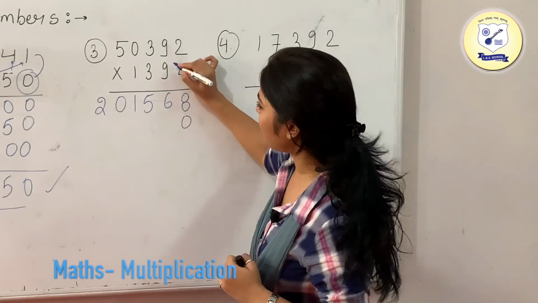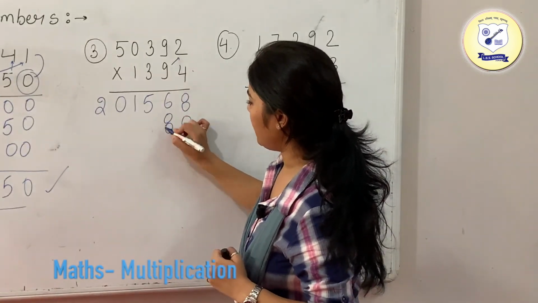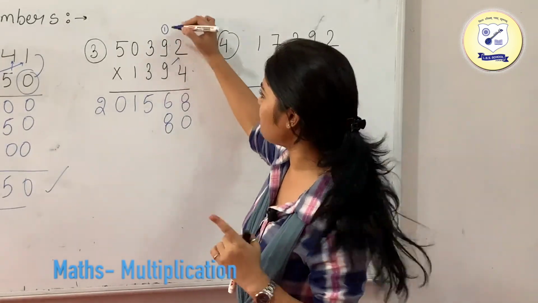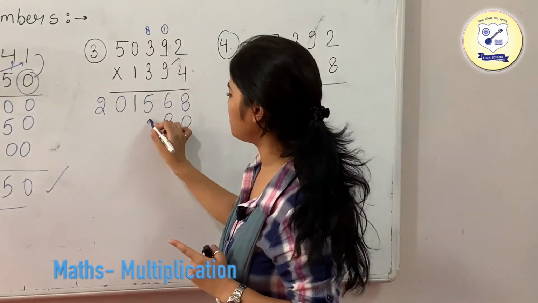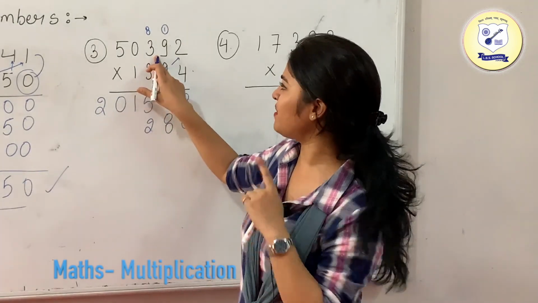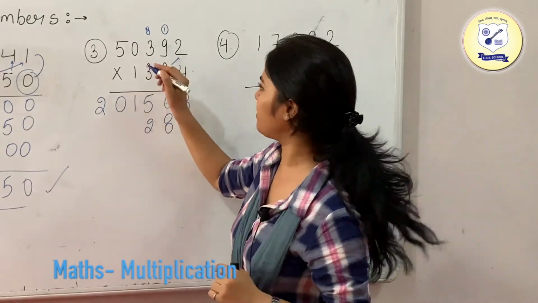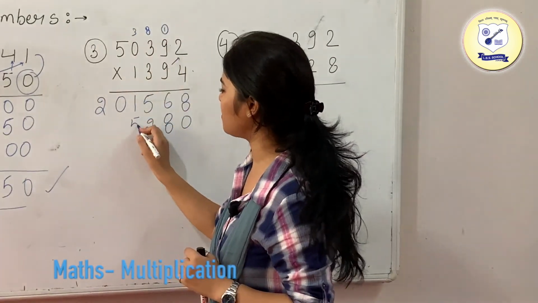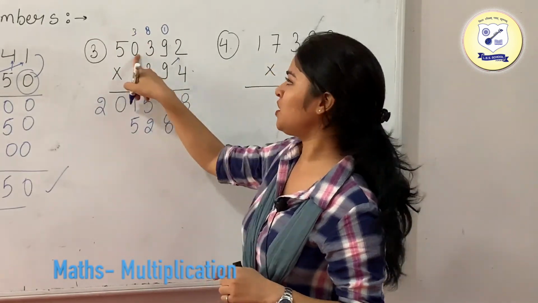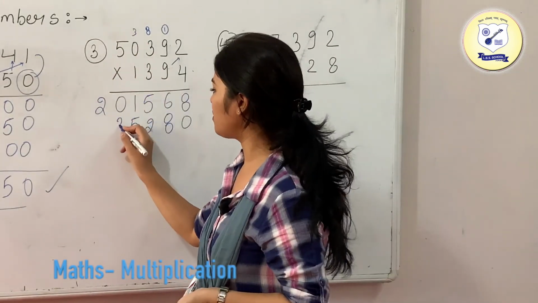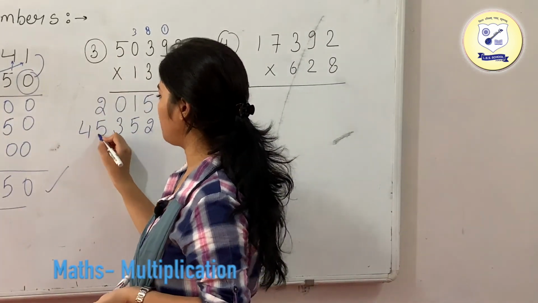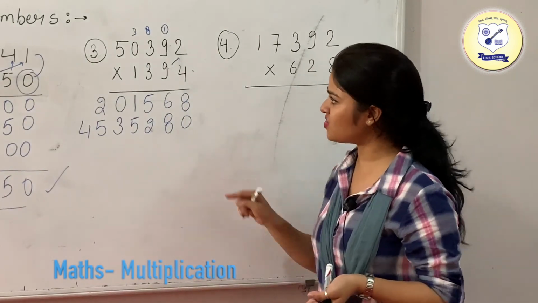Okay. Now start multiplying. 9 2s are 18. 8 and 1 in your carry. 9 9s are 81. 81 plus 1 is 82. So 8 is your carry and 2 will be in your answer. 9 3s are 27. 27 plus 8 is going to be your 35. So 3 in your carry and 5 in your answer. 9 zeros are 0, plus 3 is going to be your 3. 9 5s are 45. So write 45. Okay. So now we are done with the second digit also.